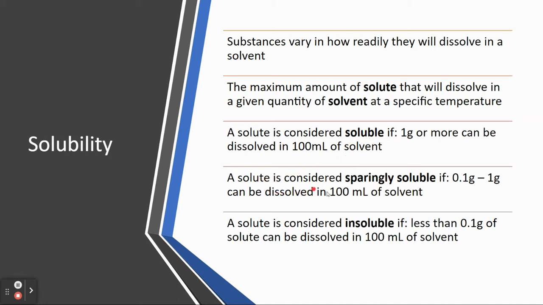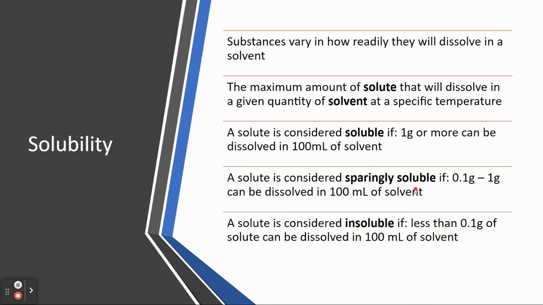If something is considered sparingly soluble, so it's not really insoluble, but it's a little bit soluble, you can dissolve between 0.1 grams to 1 gram in 100 mL of solvent, for example, water. And if something is insoluble, it means less than 0.1 grams of the solute can be dissolved in 100 mL of the solvent. So those are our definitions of soluble versus insoluble and sparingly soluble.